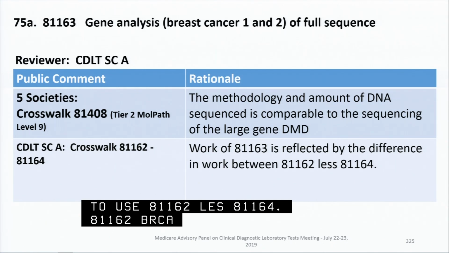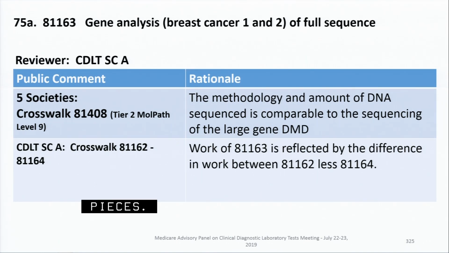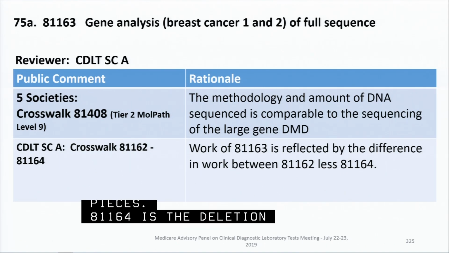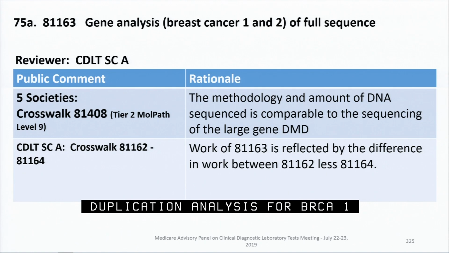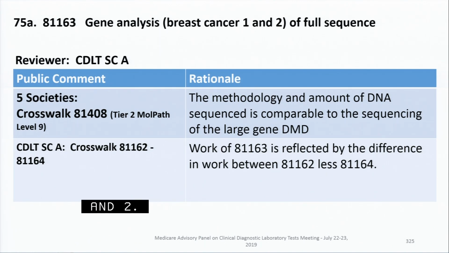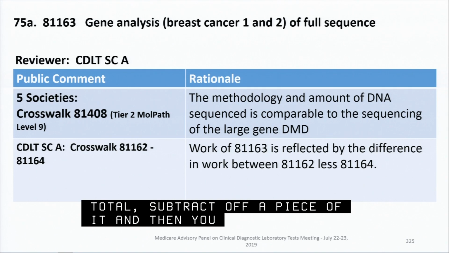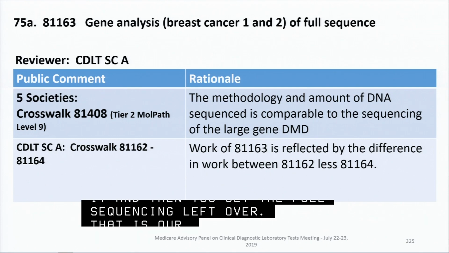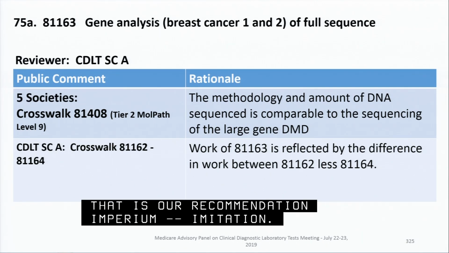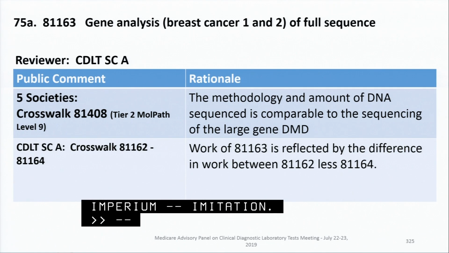And 81164 is the deletion duplication analysis for BRCA1 and 2. And then our code here, 81163, is the full gene sequence analysis. So it made sense to us to take the total, subtract off the del dup piece of this, and you get the full sequencing left over. And so that's our recommendation. Thank you. Any comments from the folks on the phone? Any comments from the folks here regarding the additional crosswalk of 81162 minus 81164?